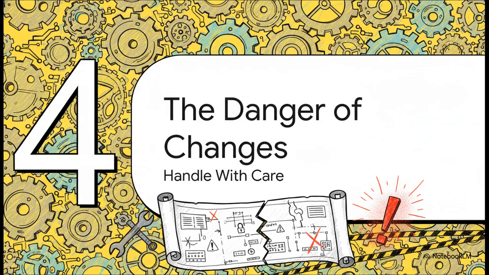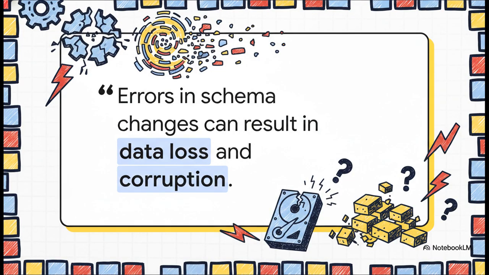Okay. Now we need to talk about something really, really important, a word of warning. Because this blueprint is so fundamental to everything, making changes to it, well, it's a very high-stakes game. This is absolutely not something you do on a whim. And look, don't just take my word for it. This is a direct quote from Microsoft. Errors and schema changes can result in data loss and corruption. Just let that sink in for a second. Data loss, corruption. A mistake here isn't just a small oopsie, it can be absolutely catastrophic for a whole company.